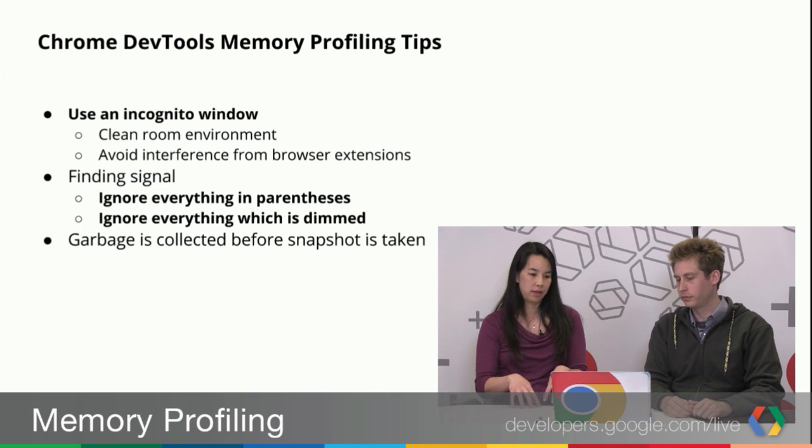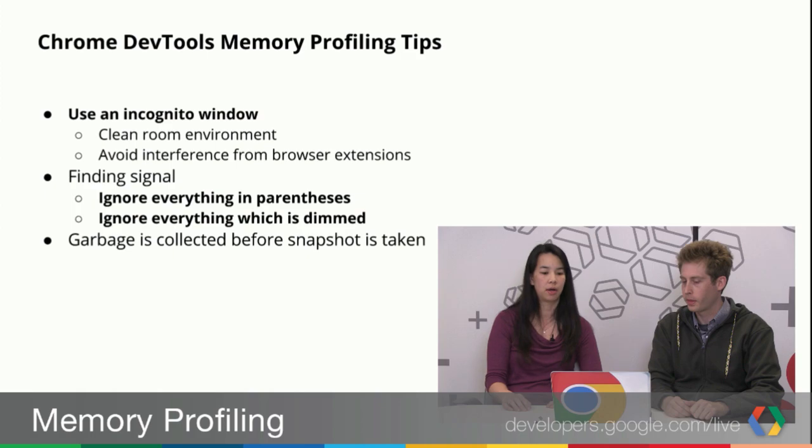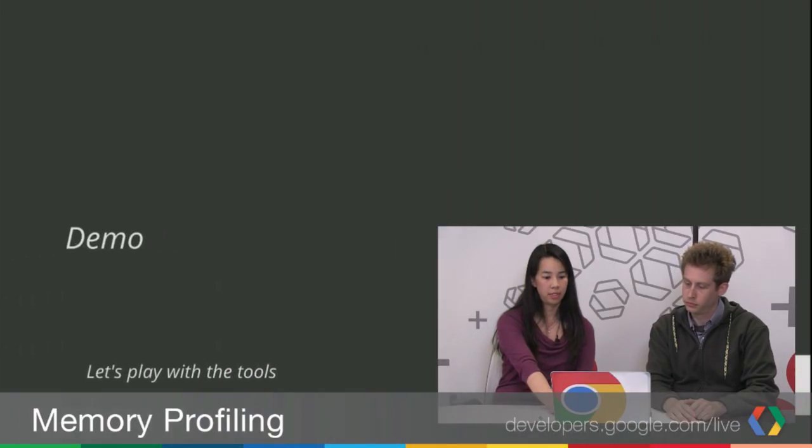On the heap profile page, you'll see that there's a lot of stuff in the heap. Basically, anything in parentheses, you should just filter out of your brain for a little bit. You can just ignore them. A lot of the things are also going to be dimmed, and those are system allocations that we can't really control from your app, so those should also be ignored. The other thing to note is that when you click the heap snapshot button, a full garbage collection is done right before the heap is profiled. So you can assume that anything V8 decided it should GC should already be cleaned up. So let's move on to the demo.